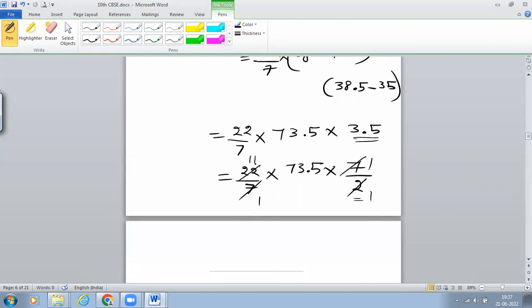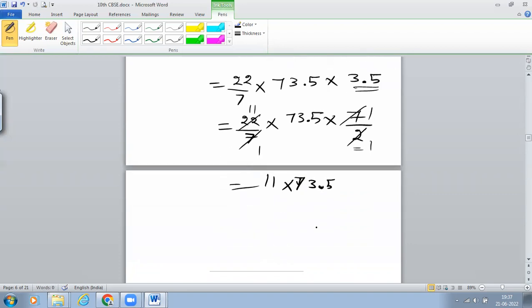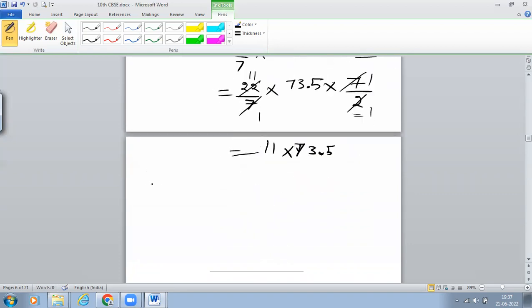What are the numbers in the numerator? 11 into 73.5 into 1. So what is 11 into 1? 11 only. So what is 11 into 73.5? That will give you the answer for this. 11 into 73.5. What is the answer, ma? I'll do the multiplication here. Please try to find the answer, ma.